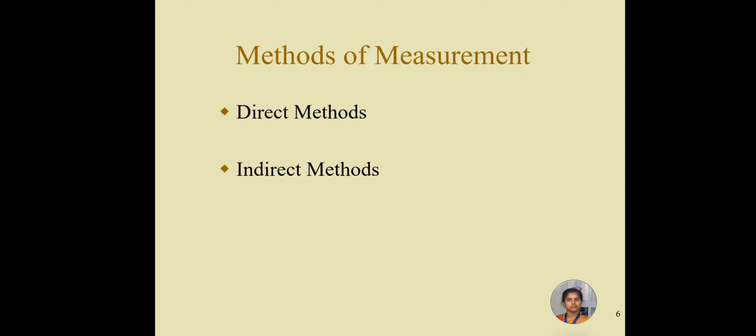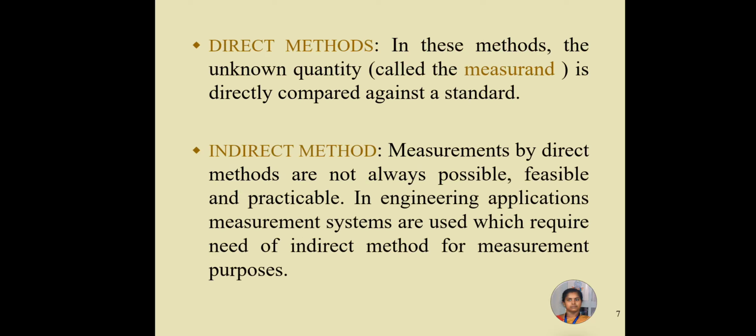The methods of measurement are divided into two types: direct methods and indirect methods. In the direct method, the unknown quantity, called the measurand, is directly compared against a standard. But in the indirect method, measurements by direct methods are not always possible, feasible and practicable. In our engineering applications, measurement systems are used which require the indirect method for measurement purposes.